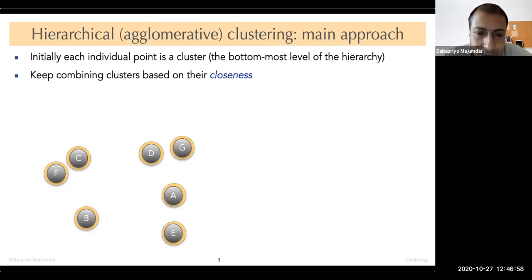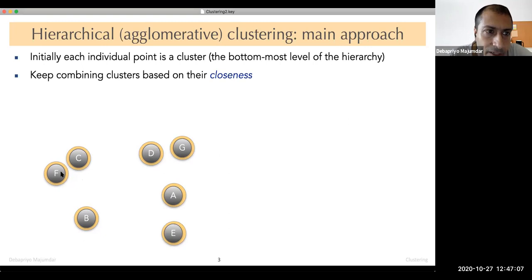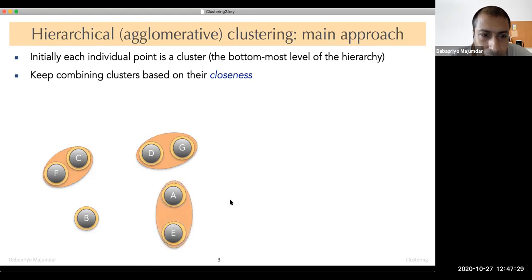But as of now, let's just go with our visual hunch or intuitive visual feeling. Looks like C and F are very close, right? So C and F are the closest pair of clusters, so we combine them into one cluster. Then next, D and G, these clusters are very close to each other. I again combine them. And next, maybe A and E will be the closest to each other. So again, I combine them.